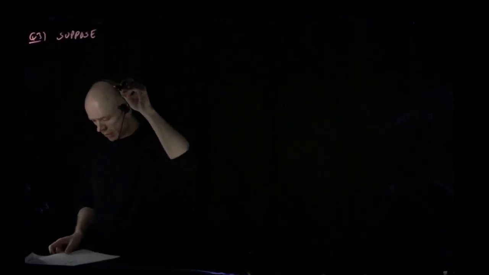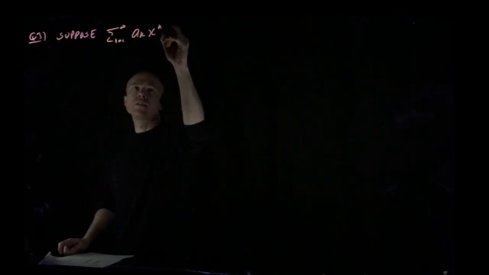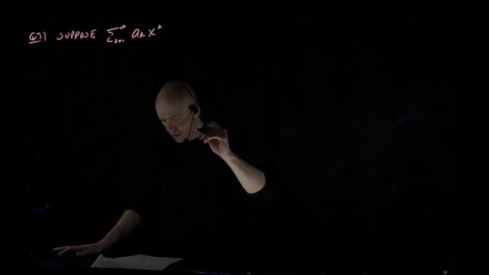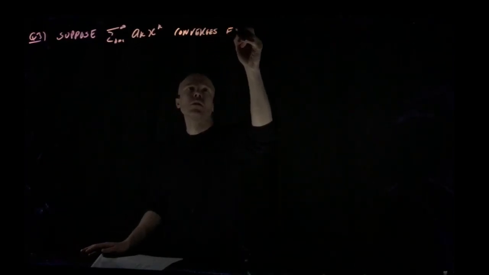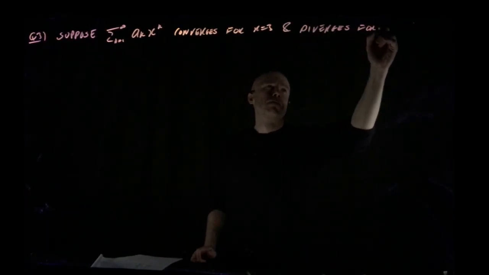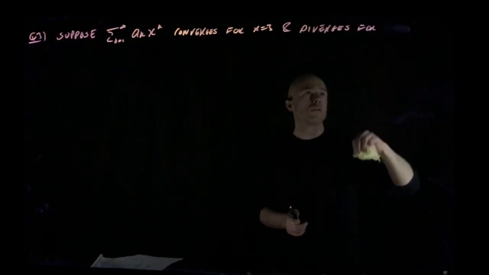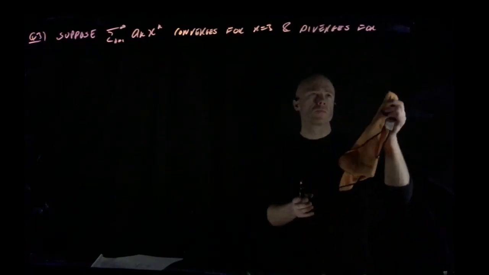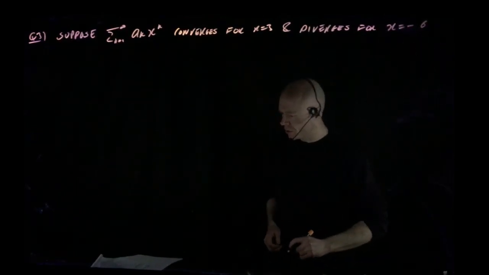Okay, question 3. Suppose we have this power series, the sum k equals 1 to infinity of a_k x to the k, that converges for x equals 3 and diverges for x equals minus 6. Then we have a bunch of true-false options.